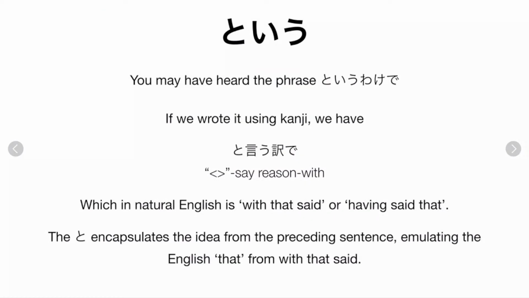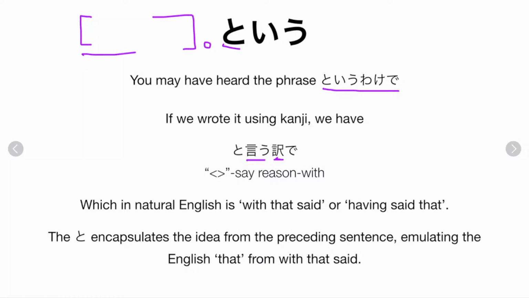Now you might have heard this phrase, toyu wake de, or toyu koto de. Okay, if I write toyu wake de in Japanese with kanji, iu, and this is wake, toyu wake de. In natural English, toyu koto de or toyu wake de would be like, so with that said, or that being the reason.